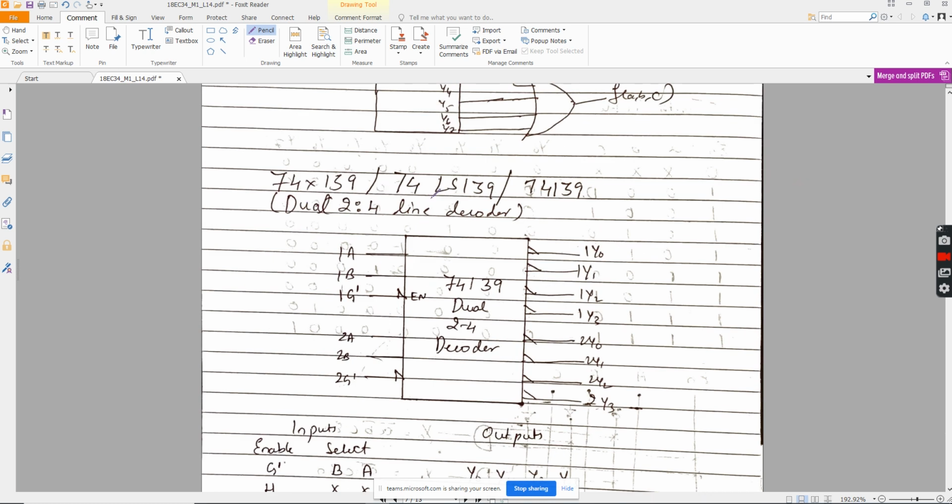That is 74X139 or 74LS139 or 74139. That is a dual 2:4 commercially available decoder. So we'll discuss this in the next class.